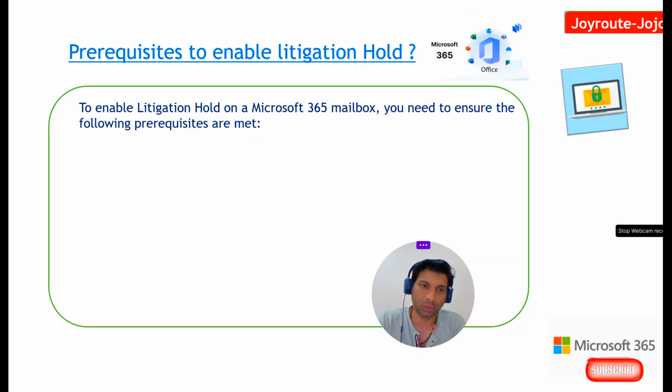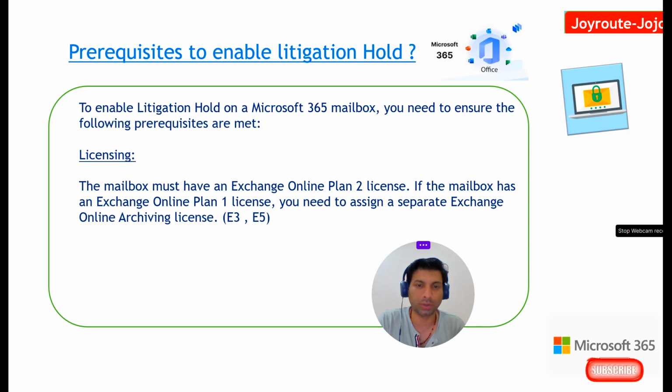Prerequisites to enable litigation hold. To enable litigation hold on a Microsoft 365 mailbox, you need to ensure the following prerequisites are met. First thing, licensing. You should have an Exchange Online Plan 2 license to enable litigation hold. If the mailbox has an Exchange Online Plan 1 license, you need to assign a separate Exchange Online Archive license. A Microsoft 365 E3 license and E5 license already have Exchange Online Plan 2.